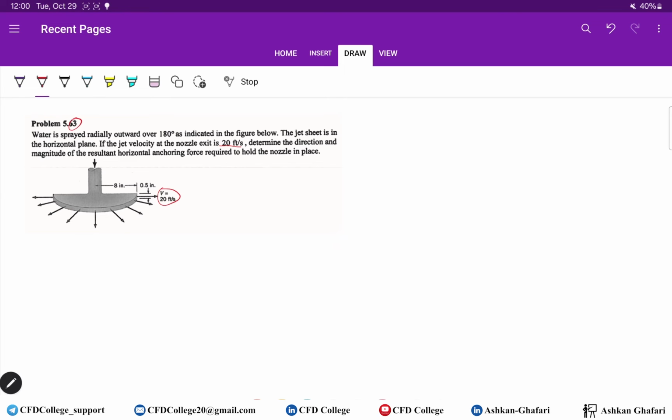Okay, so we also have the thickness of this outlet and the outer radius of the nozzle. So the first step is drawing the control volume. It's like this.